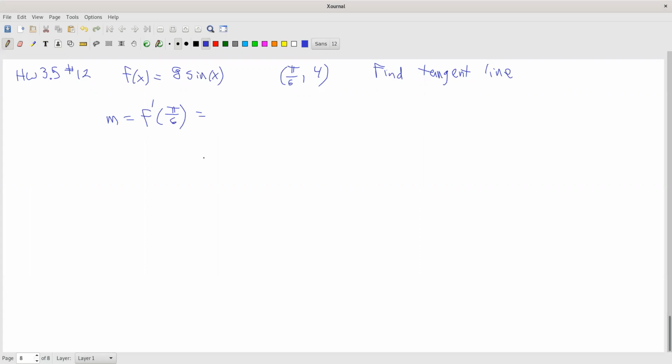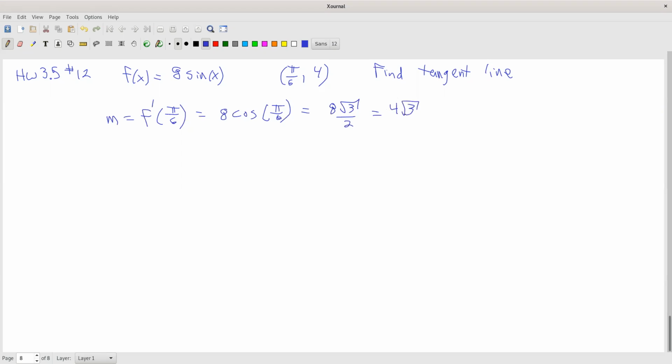So let's see, f prime, well, the derivative of the sine is the cosine, the 8's just hanging out. So that would just be 8 times the cosine. And then we plug in pi/6. At pi/6, the cosine is the square root of 3 over 2. So this gives me 8 times the square root of 3 over 2, which simplifies. 2 goes into 8 four times: 4 square root of 3.